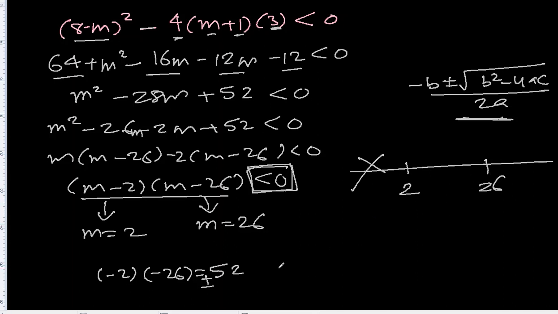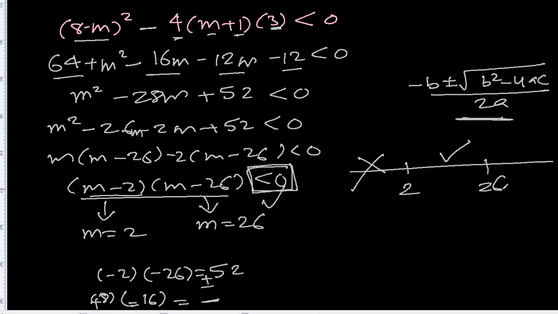Let me use an easy one. 10. Yeah, 10 is between 2 and 26. So 10 minus 2 is 8. And 10 minus 26 is minus 16. We can see this is positive, this is negative. Their answer will be negative, which will be less than 0. Yes, this is our range of answers.